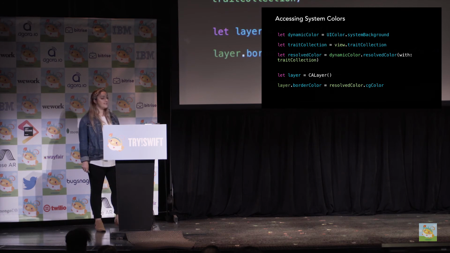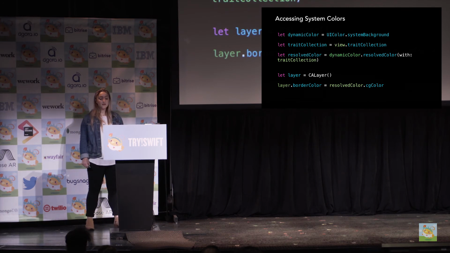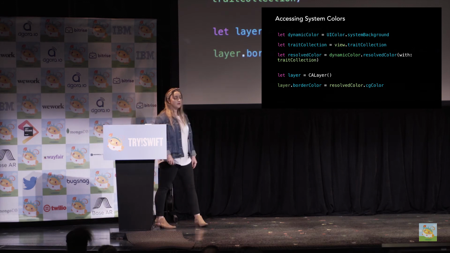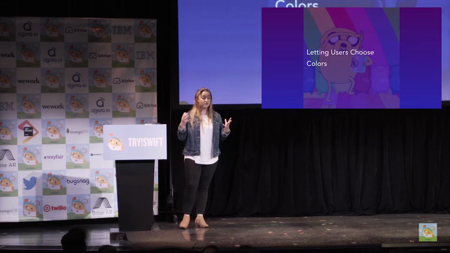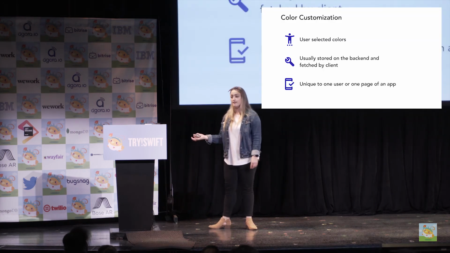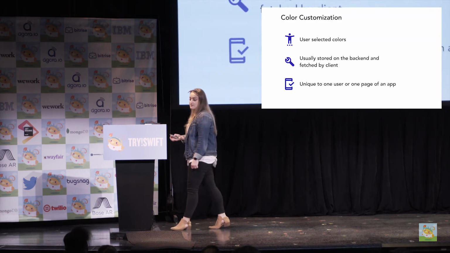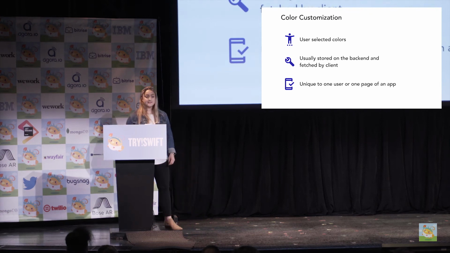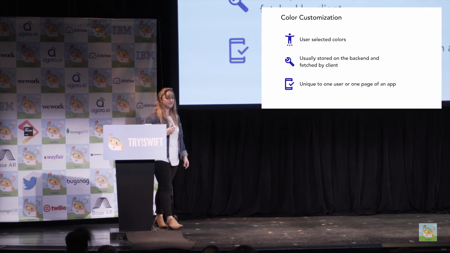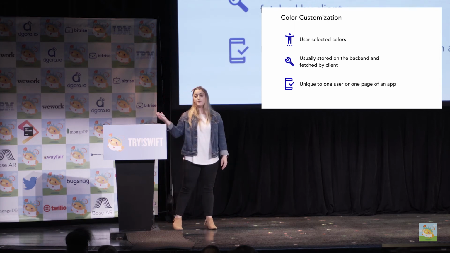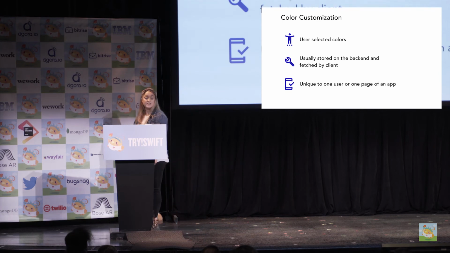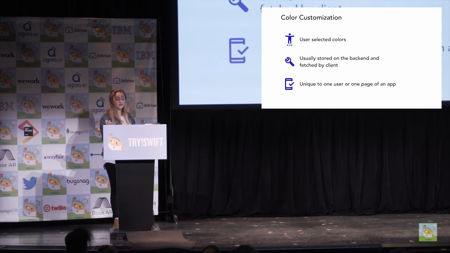Now that you know how to adopt dark mode in iOS 13, let's look at a different form of color customization you might provide in your app, letting users choose the actual colors. Now, with color customization, these colors are usually selected by the users. Since this is different for every person using your app, these colors likely aren't going to be stored on the client. They're going to be provided to you by the backend. These are probably going to be unique to one user or one area of your app.